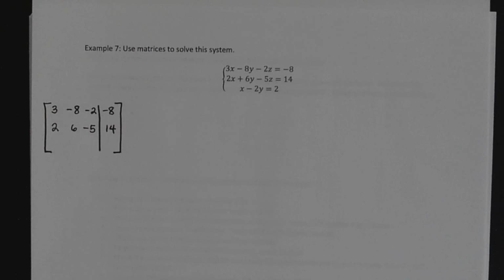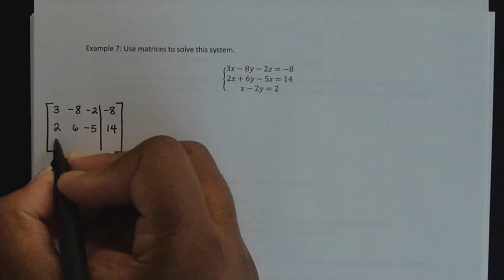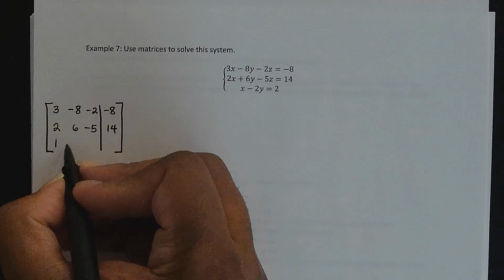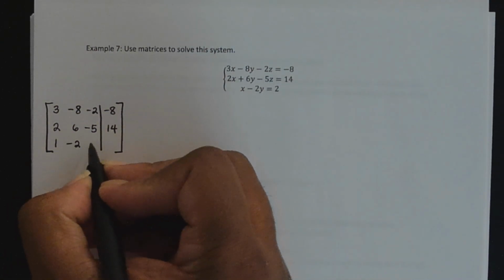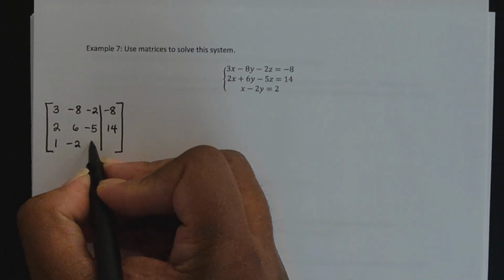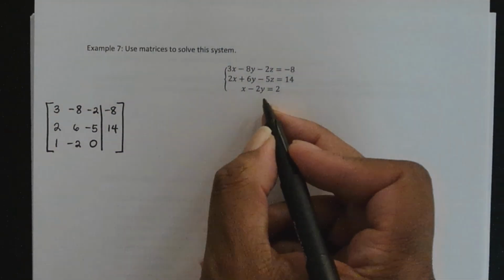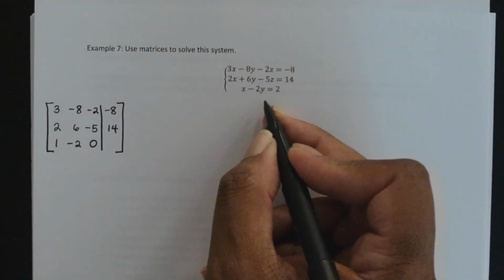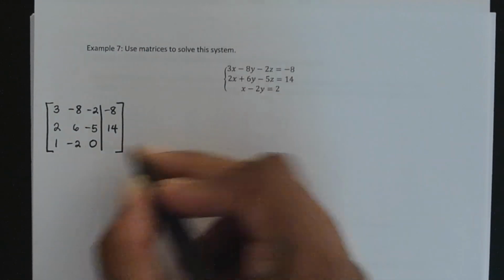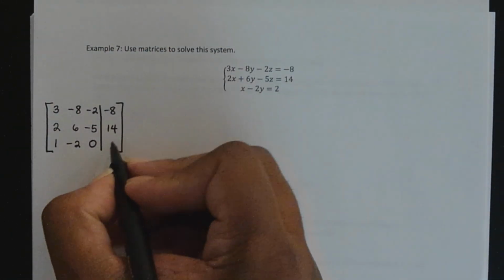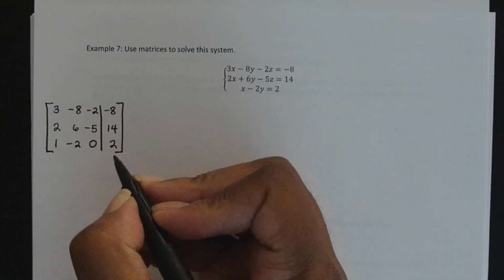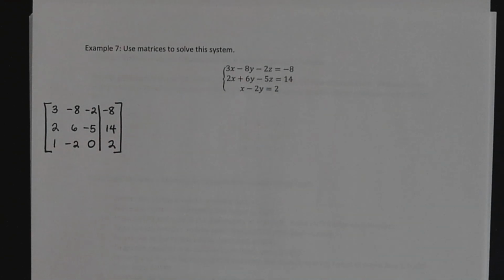And then finally, for x minus 2y is equal to 2. Well, the x coefficient is 1. The y coefficient is negative 2. What would the coefficient for z be? 0, because there's no z term. If any term, x, y, or z is missing, we put a 0 there. The constant term is 2. Okay, so that's our augmented matrix.